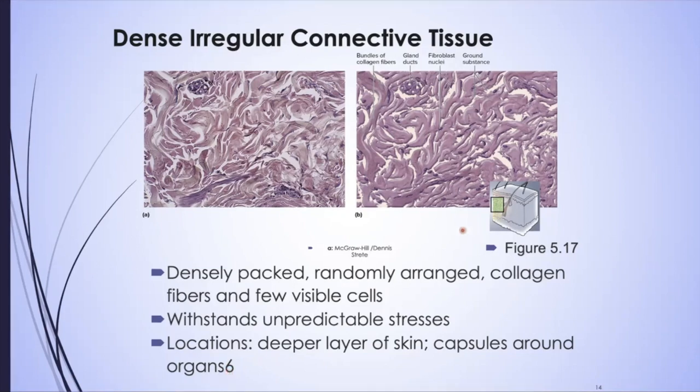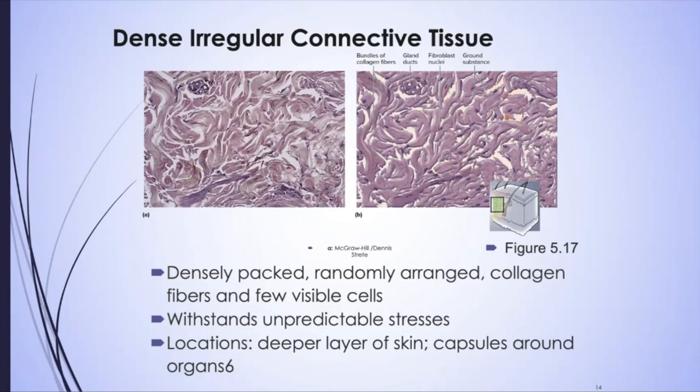All righty. So as you can see, this is in the deeper layers of the skin, bundles of collagen, and you can see that they are all over the place, just randomly arranged. The ductal glands you can see within them. We're looking at the cross section of the deeper layers of the skin. Here's also some fibroblast nuclei that you can pick out. Boom, boom, boom. The ground substance is this lighter portion in between.